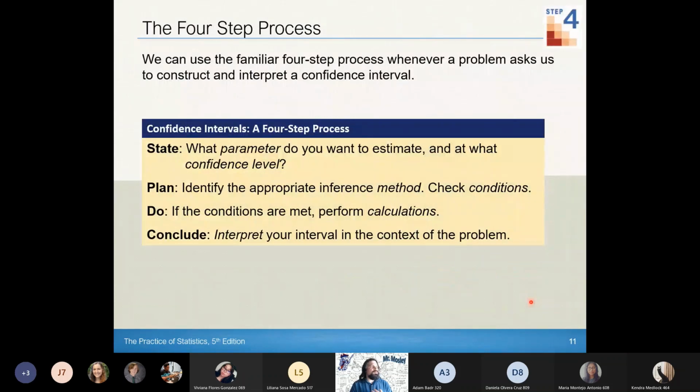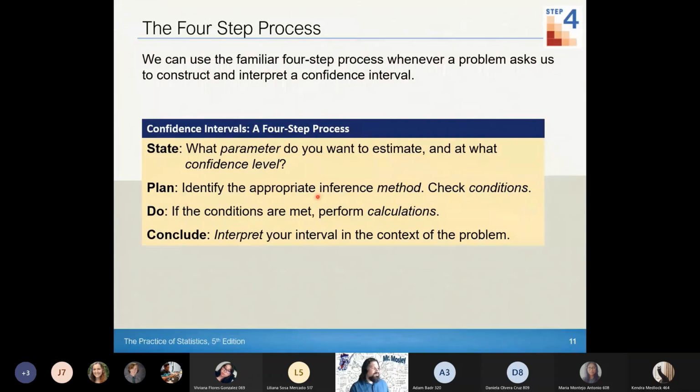So something else I want to outline here is the four-step process. This has come up in other places within the textbook, and this gives us a roadmap to the way that the graders of the AP exam want you to answer questions, like free response questions. We're going to use this four-step process for confidence intervals. First, state: what parameter do you want us to estimate? Population proportion, population mean, population standard deviation, it could be whatever the parameter is, and at what confidence level. What percent confidence are we looking to achieve?